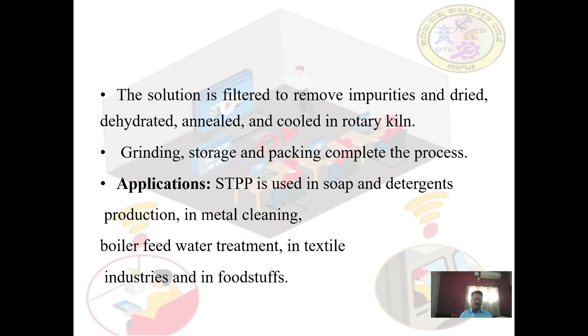Next, the phosphorus pentoxide content in triple superphosphate is about dash. Option A 42 to 50%, option B 15 to 20%, option C 20 to 25%, and option D 25 to 40%. Option A is the right answer.